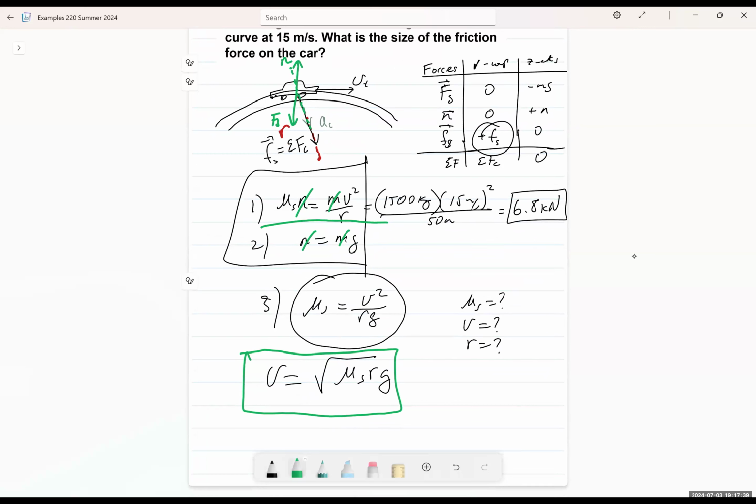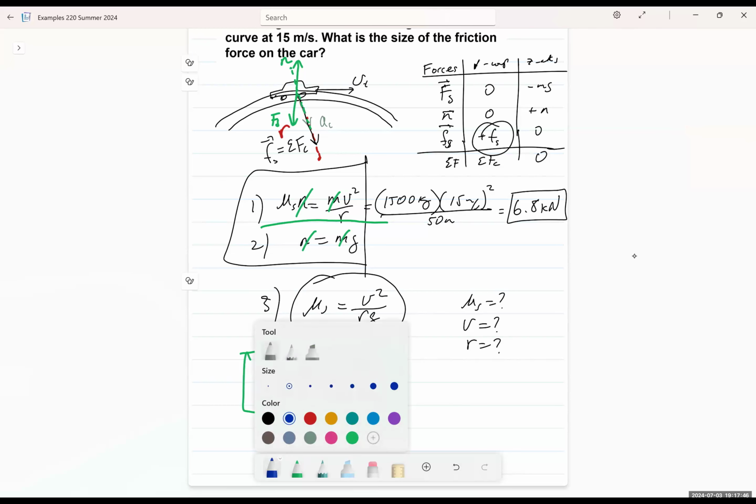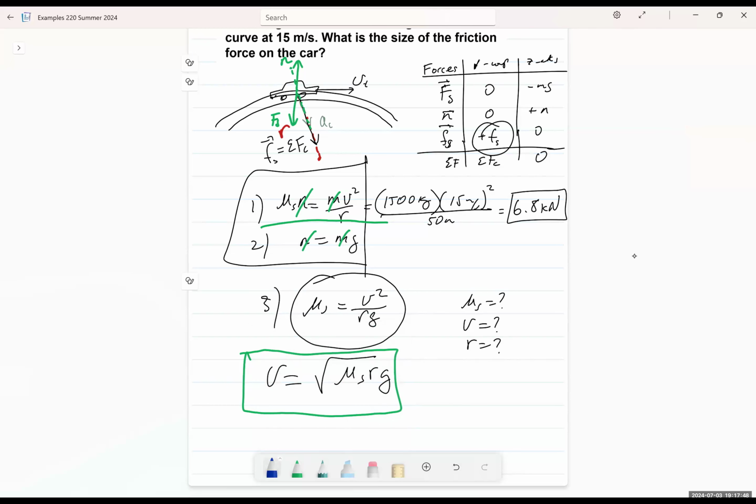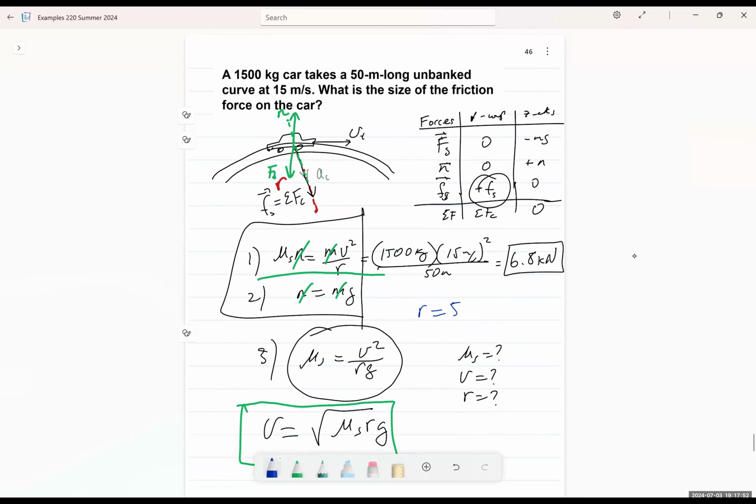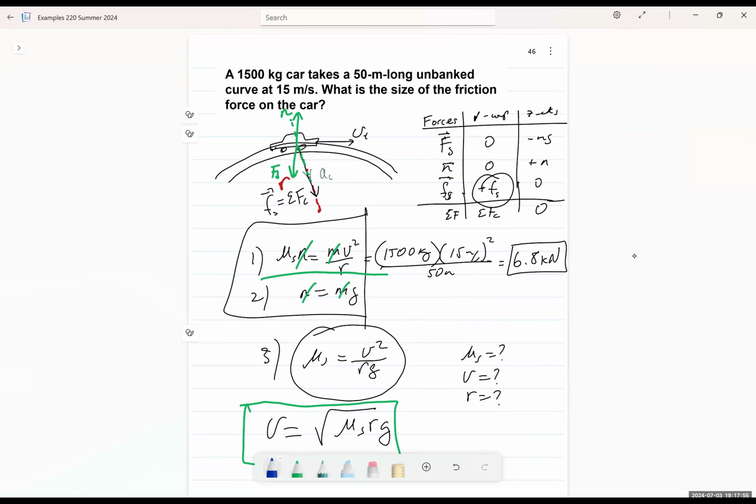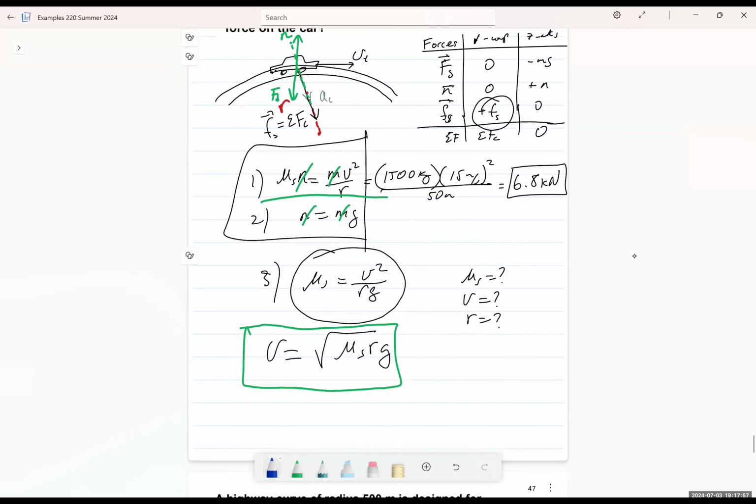That means in order for you to make a successful turn, you have to have a specific speed, or let's say don't go above this particular speed. So for example, we were given 15 meters per second. If I calculate this coefficient of friction, it's 15 meters per second squared divided by the radius of 50 meters, then times 9.8.